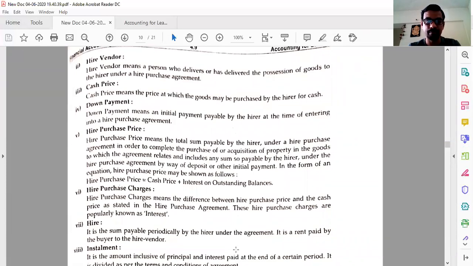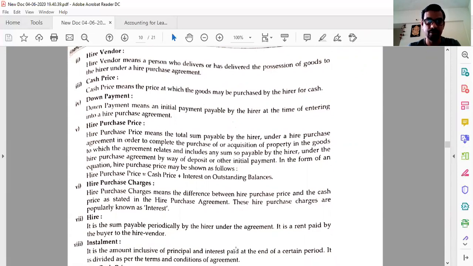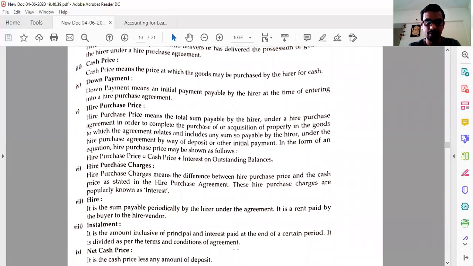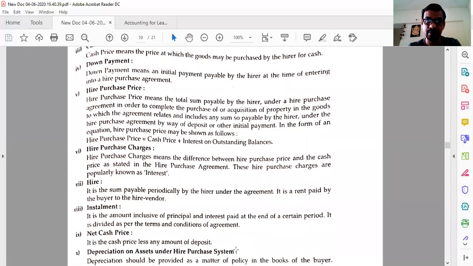The third one is the cash price. Cash price means the price at which the goods may be purchased by the hirer for cash. Then number four is the down payment. Down payment means an initial payment payable by the hirer at the time of entering into a hire purchase agreement. Hire purchase price means the total sum payable by the hirer under the hire purchase agreement in order to complete the purchase or acquisition of property in the goods.